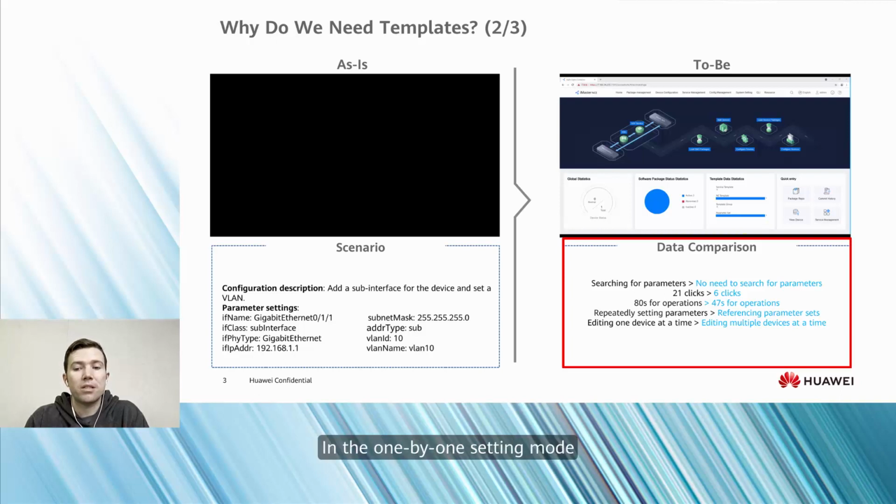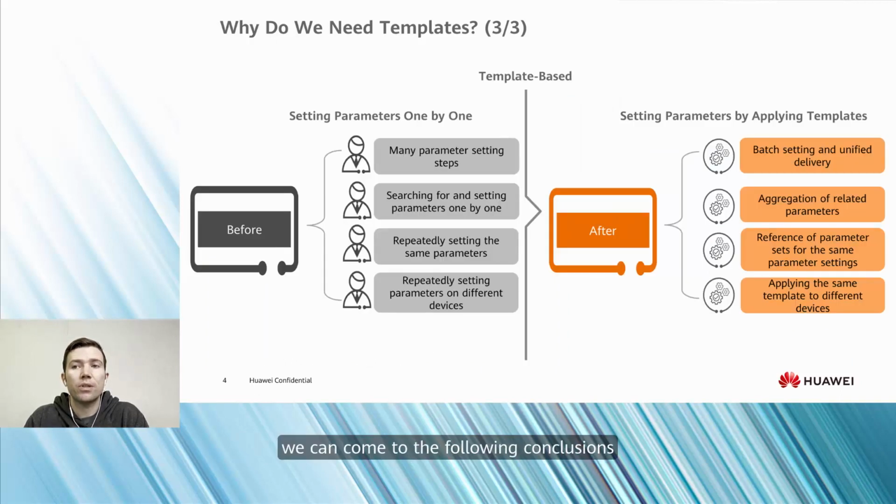In the one-by-one setting mode, you need to repeatedly set each parameter. By applying a template, you can reference a parameter set. In the one-by-one setting mode, only one device can be edited at a time. By applying a template, you can deliver settings to multiple devices in one go. Through such comparisons, we can come to the following conclusions. First, if you set parameters on an NCE in one-by-one mode, too many steps are involved in a complex service. By applying a template, you can set all parameters in one go, greatly reducing interactions.